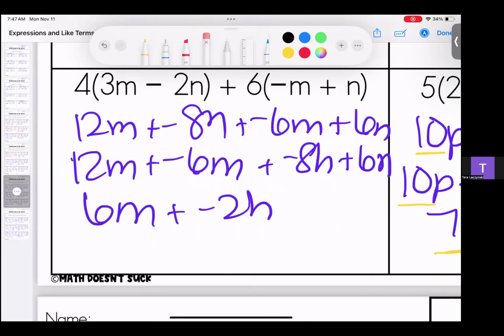Ooh, rewind. 3 times 4 is 12. There we go. But I just lost it.